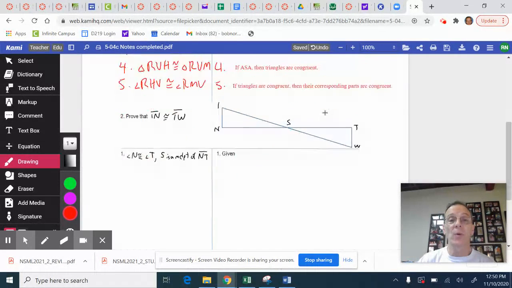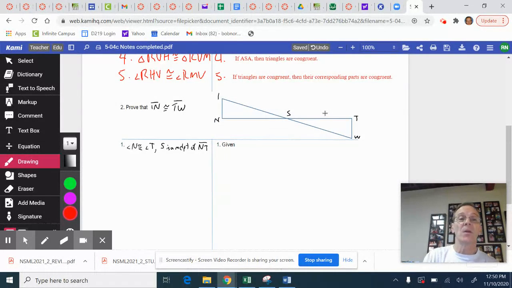Okay. One more problem. We're trying to prove that these two segments are congruent. But again, you're going to have to get triangles congruent. Well, there's only two triangles in this picture. Okay. So let's mark the given information. Angle N is congruent to angle T. Right? And S is a midpoint of NT.